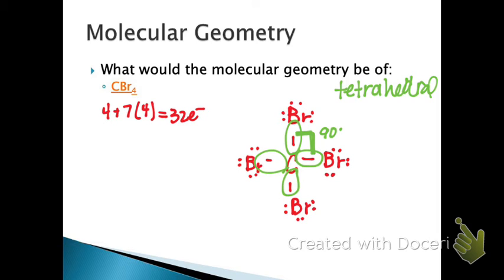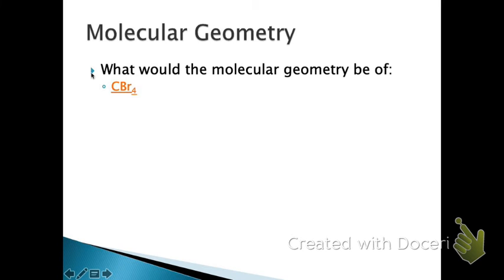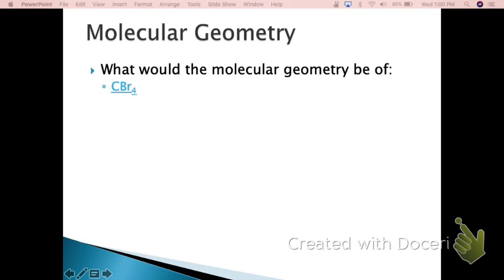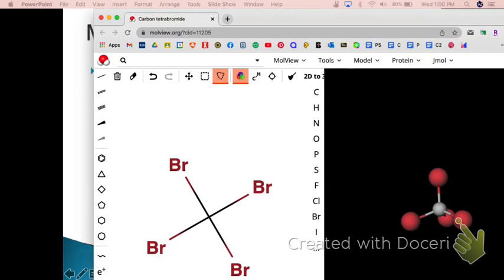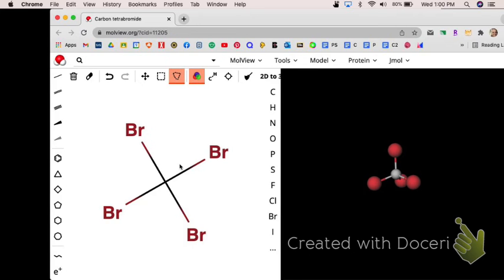And so in 3 dimensions, it looks like this. There's a little triangle base, and then the other atom is up on the top. It kind of forms a pyramid. Okay, and we're going to look at that here on the screen as well. So here is carbon tetrabromide.